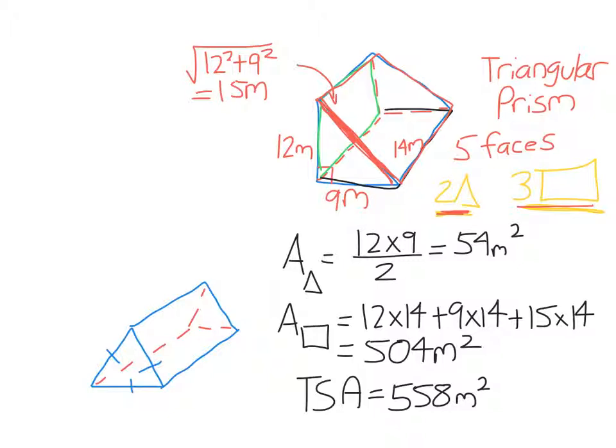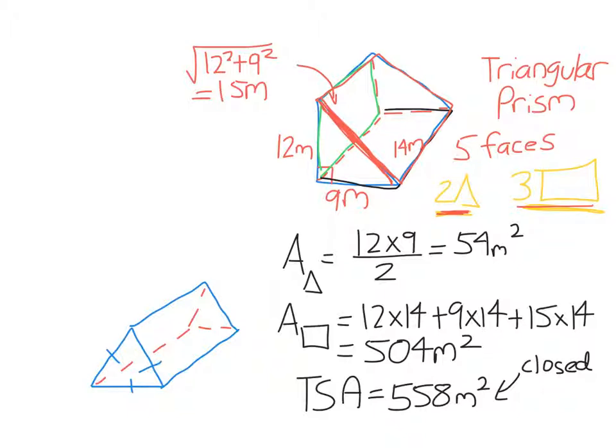So whenever you're finding the surface area of a triangular prism, make sure you found the area of 2 triangles plus 3 rectangles. So once again, this is the area if it was closed. If it was open, like it didn't have one of the triangles, we would of course need to subtract that area from our total. So 558 was the area if it was closed.